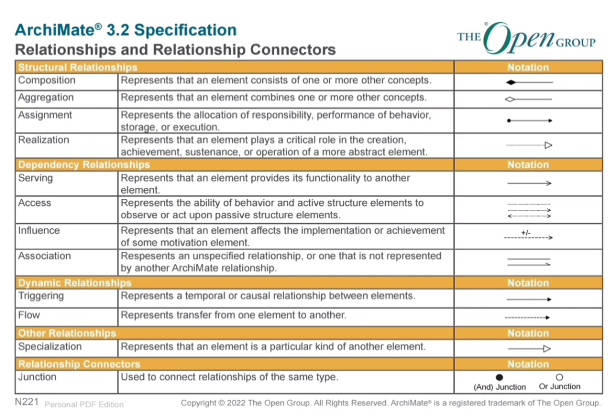The cards also mention relationship connectors like the junction. What's that for? The junction isn't a relationship itself. It's more of a modeling helper. It lets you join multiple relationships, but only if they're of the same type. Oh, so it helps tidy up diagrams if lots of things serve one thing. Exactly. Or if one thing serves many others, avoids a spaghetti diagram. The real power, though, of having all these defined relationships is that common semantic meaning. Right. Everyone using Archimate knows what serving means, what composition implies. That consistency is just invaluable for clarity.